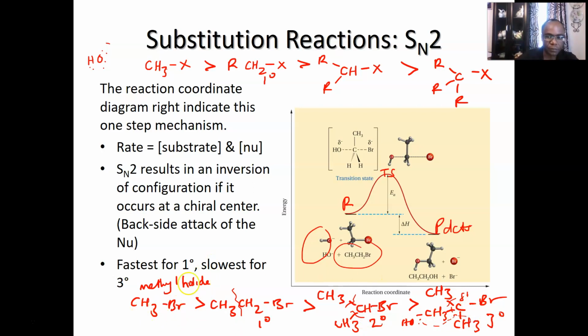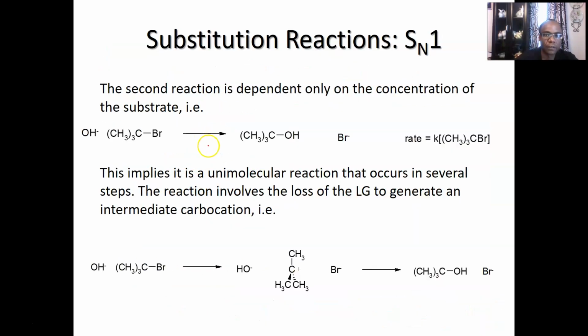So that's the trend for SN2. The trend for SN2: methyl X is more reactive than primary, primary is more reactive than secondary, secondary is more reactive than tertiary. We are just focusing on the structure of the electrophile. Okay? There's going to be inversion of configuration. I already talked about that in the animation. All right.